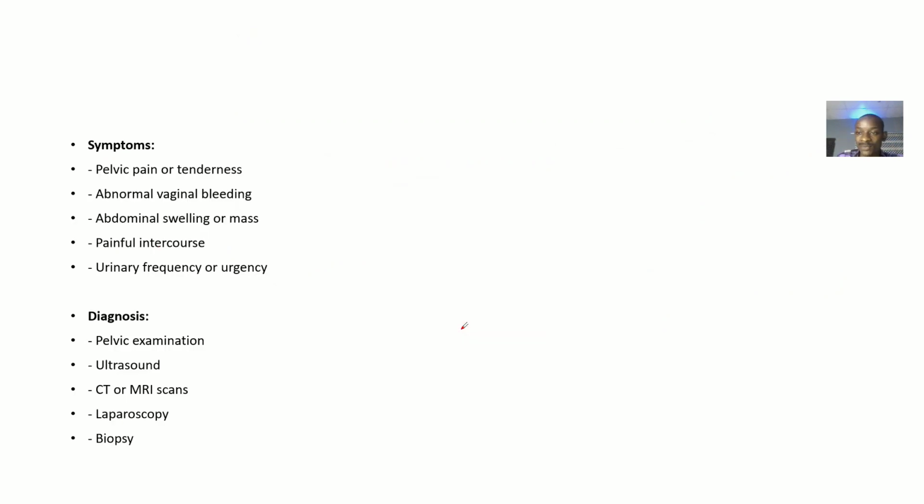So what are the symptoms? Of course, there'll be pain there and there'll be tenderness. And this could result in abnormal vaginal discharge. It could lead to abdominal swelling or a mass. It could lead to pain when the woman tries to have sex, that's painful intercourse. It could lead to urinary frequency or urgency.